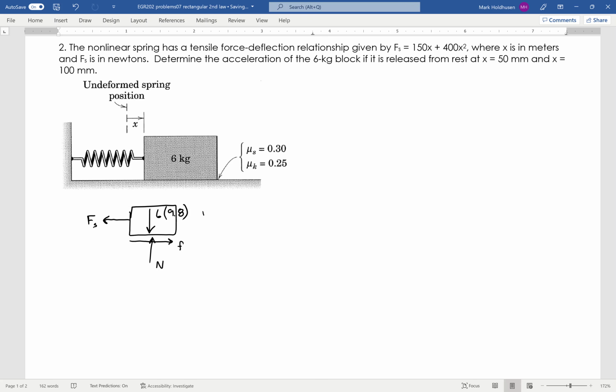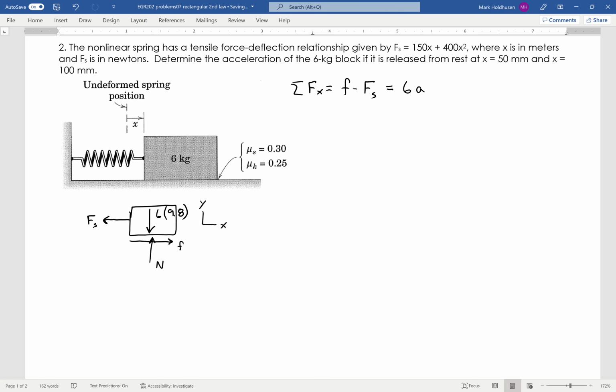We're going to use our standard XY axes like this because my acceleration is all going to be in the x direction. It's only going to accelerate horizontally here. So we'll sum our forces horizontally. I've got my friction force minus my spring force, and that's going to equal the mass times the acceleration. That acceleration is really what I'm trying to find. The mass, of course, is 6, and the acceleration is a.